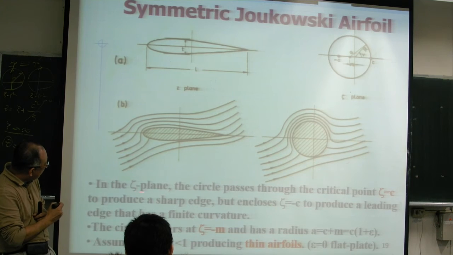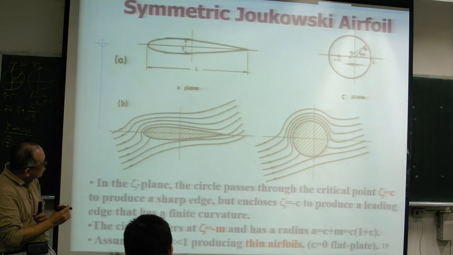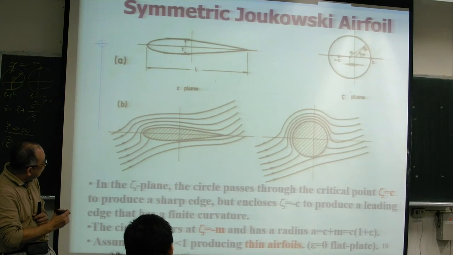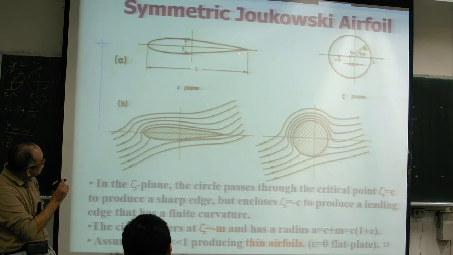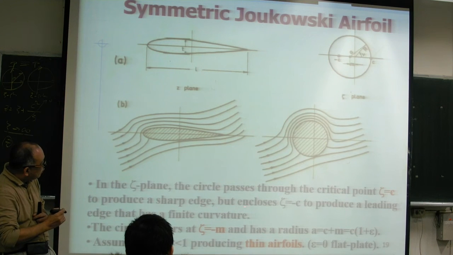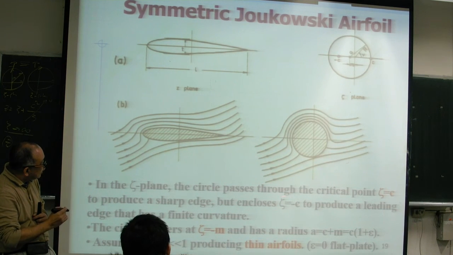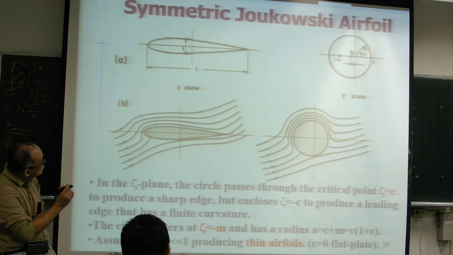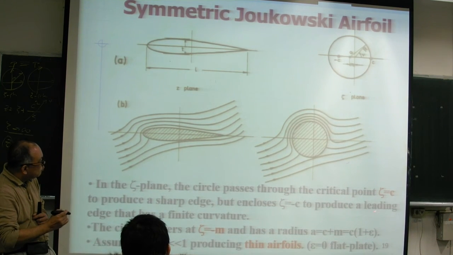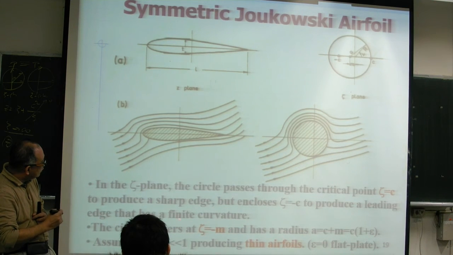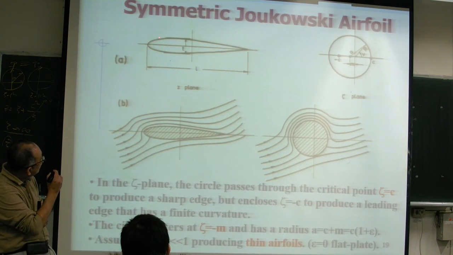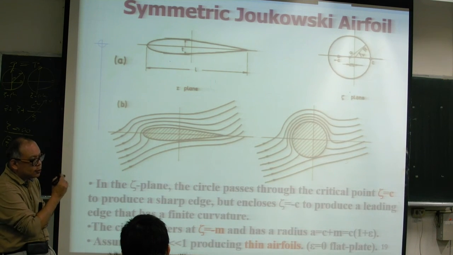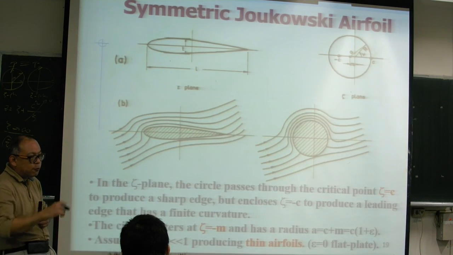So in the zeta plane, the circle passes through one of the critical points, zeta equal to C, to produce a sharp edge here. Through the Ch4 transformation it becomes a cusp here, but we will enclose the other critical point, minus C. Minus C is inside this circle here. So we will produce the so-called leading edge, and this leading edge has a finite curvature here. I can show you later; this is a shape very similar to an airfoil.